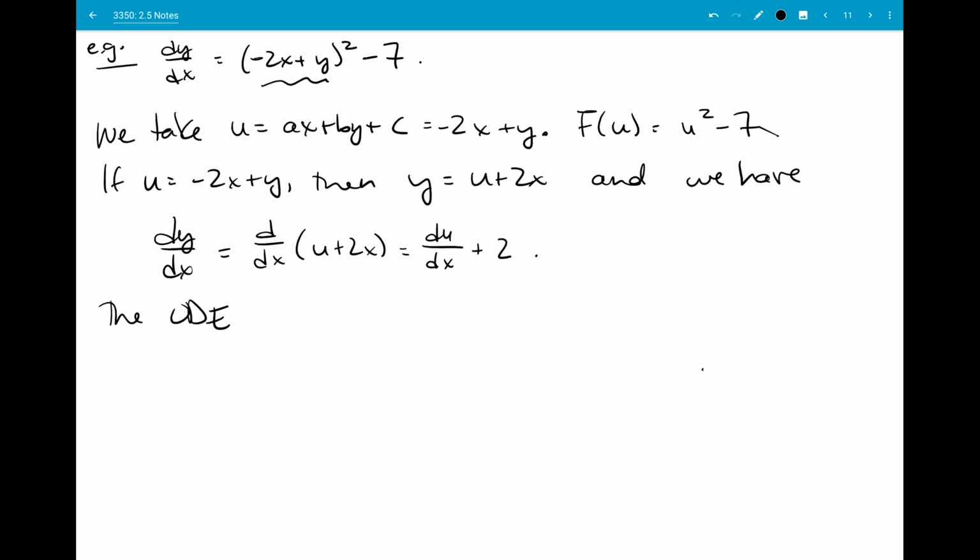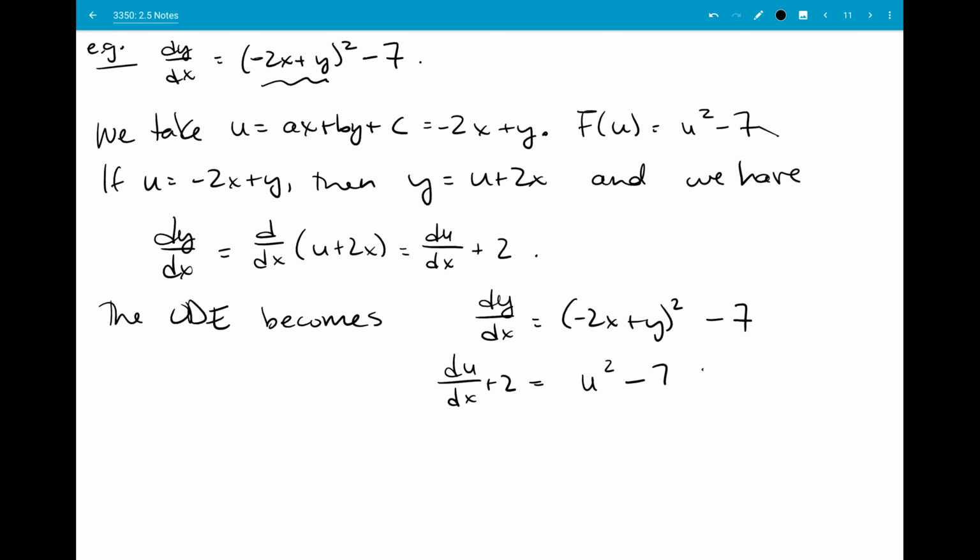And so we just want to plug everything into our ODE. So we started with dy dx equal to minus 2x plus y squared minus 7. So our dy dx we just said is du dx plus 2. And our minus 2x plus y becomes u squared minus 7. That's where that big F comes from. And then just trying to isolate our derivative, we're going to see that du dx is u squared minus 9, or du over u squared minus 9 is equal to dx.